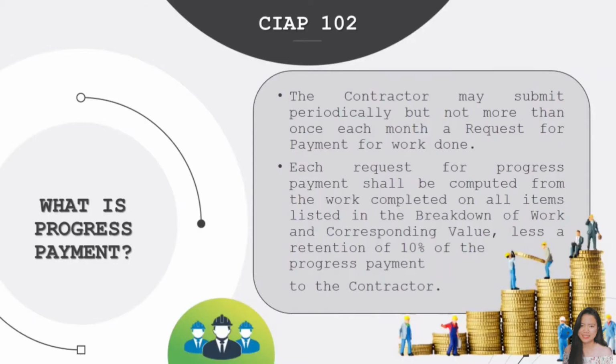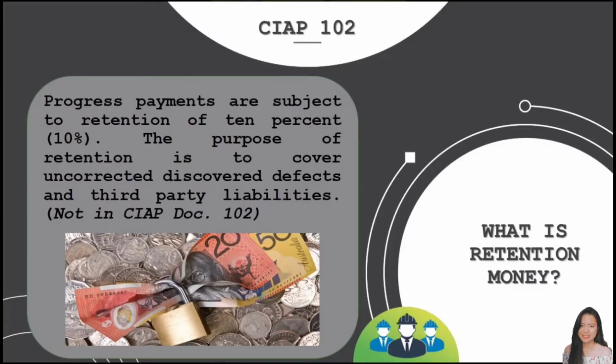What is progress payment? The contractor may submit periodically, but not more than once each month, a request for payment for work done. Each request for progress payment shall be computed from the work completed on all items listed in the breakdown of work and corresponding value, less a retention of 10% of the progress payment of the contractor. On the other hand, what is retention money? Retention money is progress payments subject to retention of 10%. The purpose of retention is to cover uncorrected discovered defects and third-party liabilities.